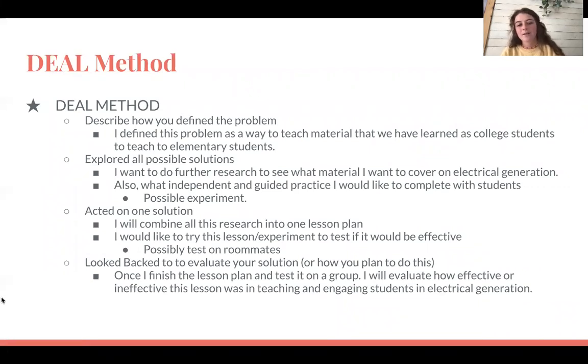The DEAL method. So D, describe how you define the problem. I define this problem as a way to teach material that we have learned as college students to teach to elementary students, and preferably a certain grade within elementary school.